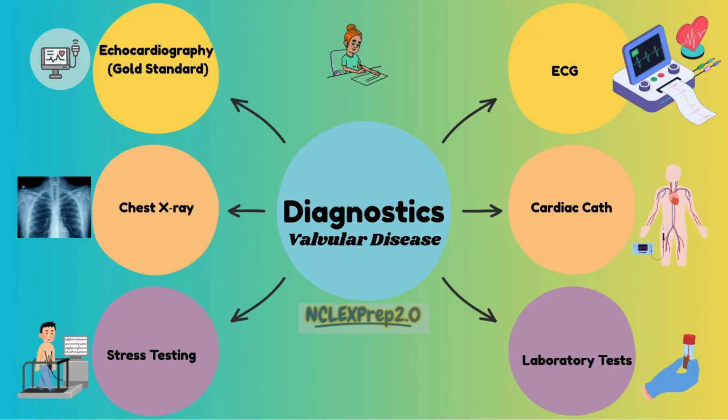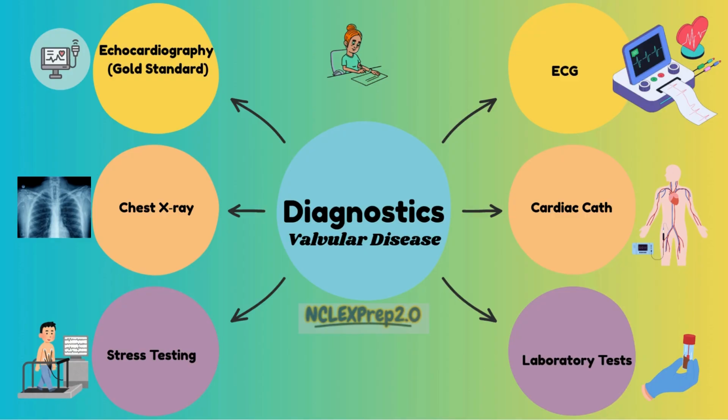Let's talk about the diagnostics for valvular diseases. To diagnose any valvular disease, we will need, first thing, an echocardiogram. Echo is the gold standard diagnostic tool. So if you're talking about valvular disease and in the choices there is echocardiogram or echo, that's the answer. Echo evaluates valve anatomy, stenosis severity, regurgitation volume, chamber size, ejection fraction, and pulmonary pressures.